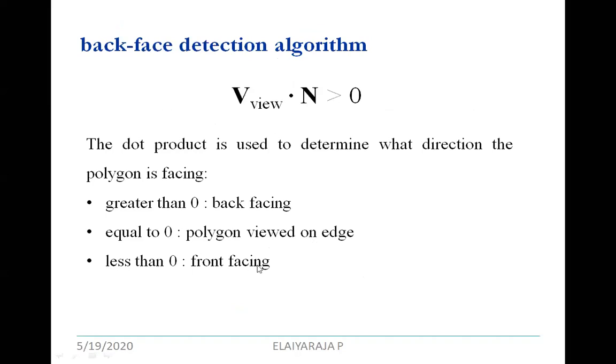If it is less than 0, then that is front facing. Okay, clear? Greater than 0, back facing. Equal to 0, polygon viewed on the edge. Less than 0, front facing.